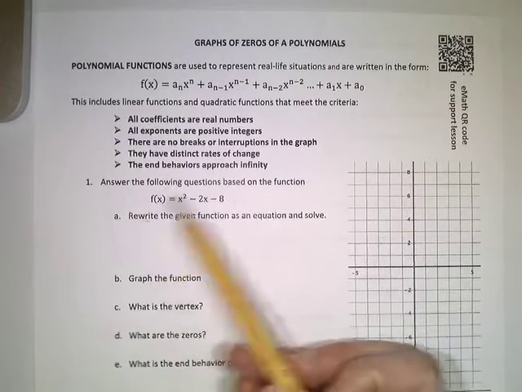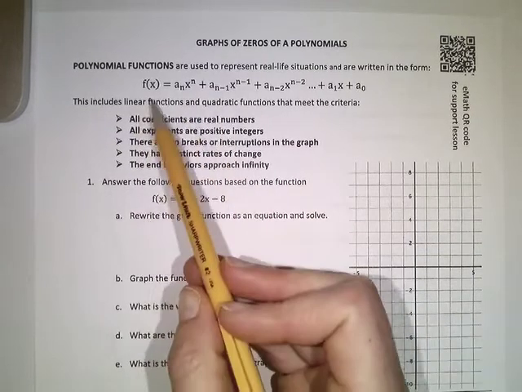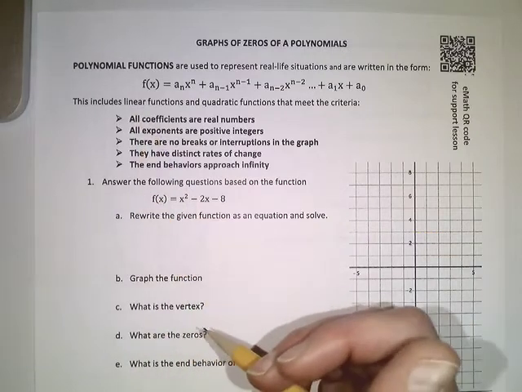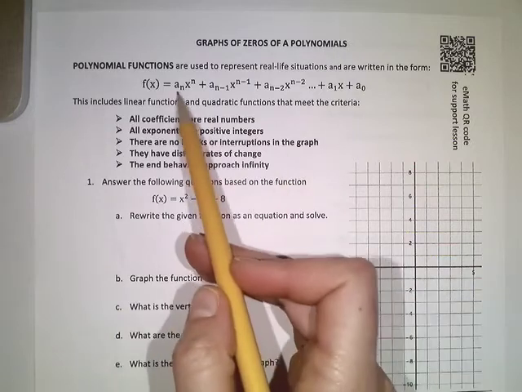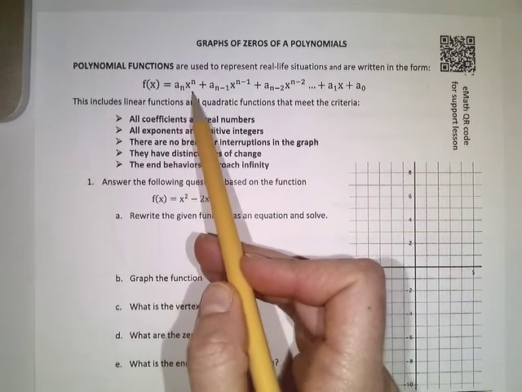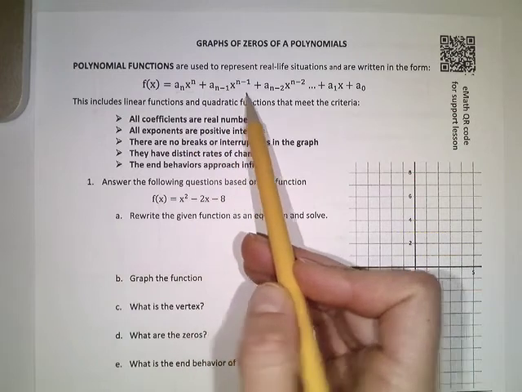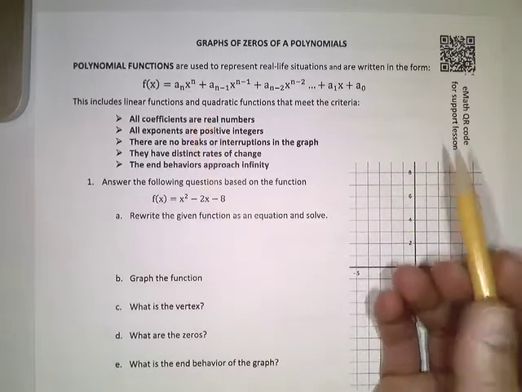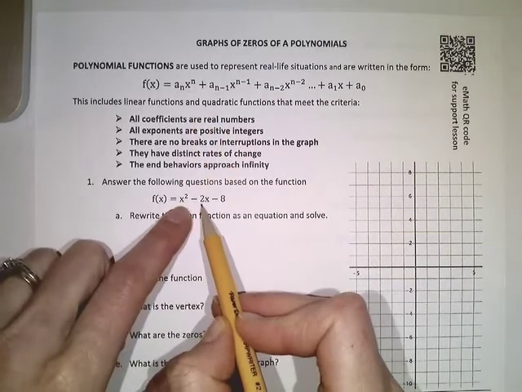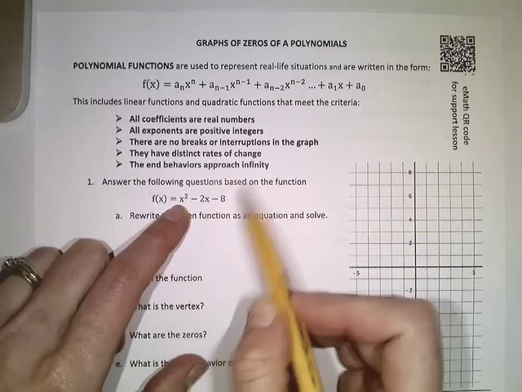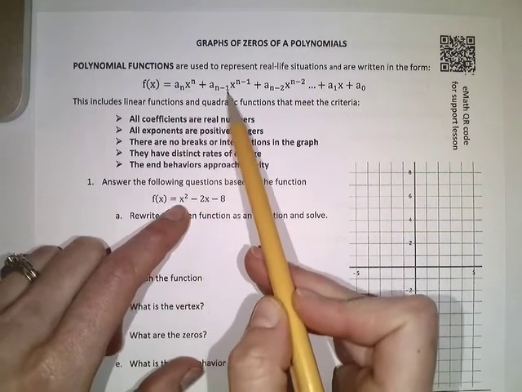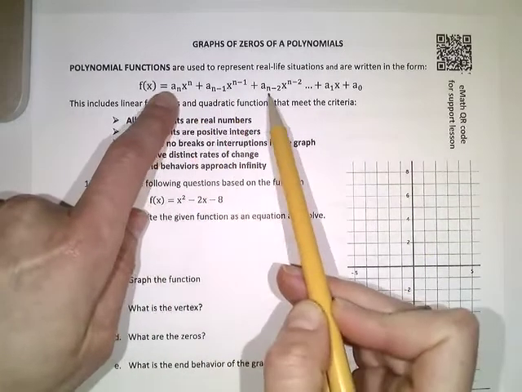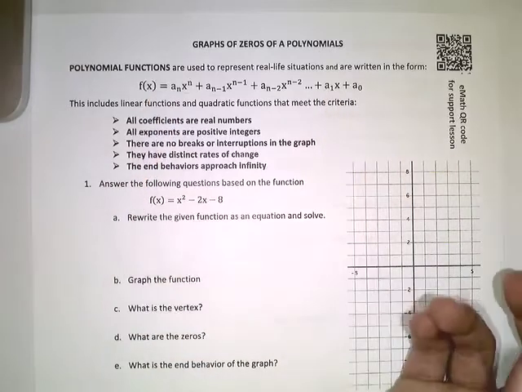First thing we need to talk about, briefly, is that polynomial functions are used to represent real-life situations and are written in the form coefficient times a variable plus coefficient times a variable plus coefficient times a variable. This is really just a fancy way of writing things like x squared minus 2x minus 8. This just creates the opportunity to interchange different coefficients. So maybe this one is 7, and this one is 6, and this one is 8, and this one is -2.